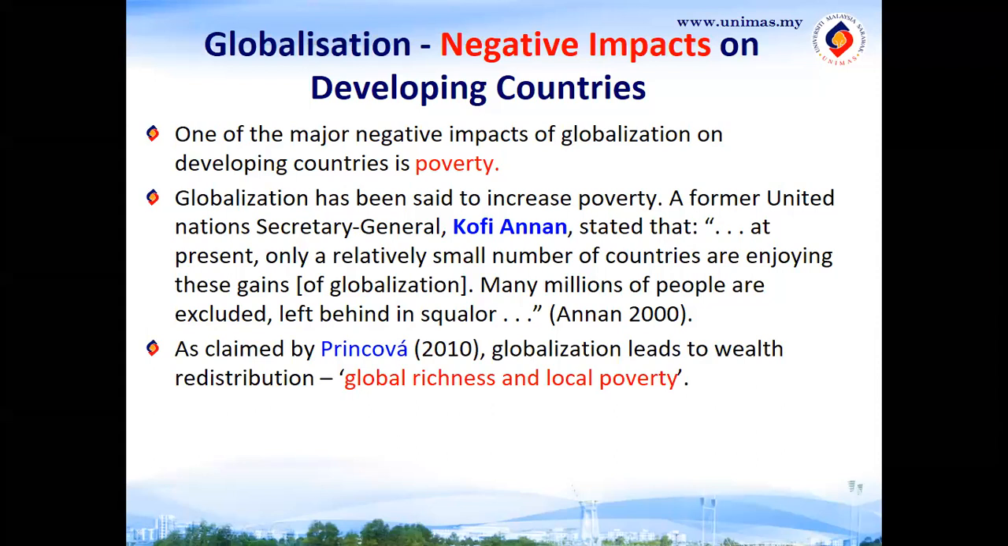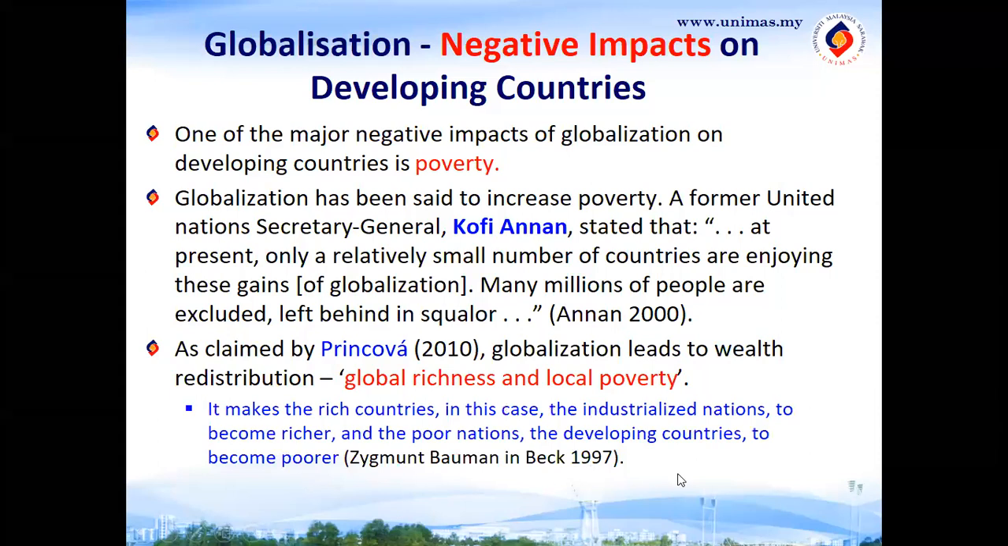So globalization leads to wealth redistribution. Right? So what it has actually done is, it is supposed to enrich countries globally, but it increases local poverty. Yeah, jadi this is the situation. So it makes rich countries, the industrialized nations particularly, become richer, and the poor nations, the developing countries, become poorer. Right? This is the background.